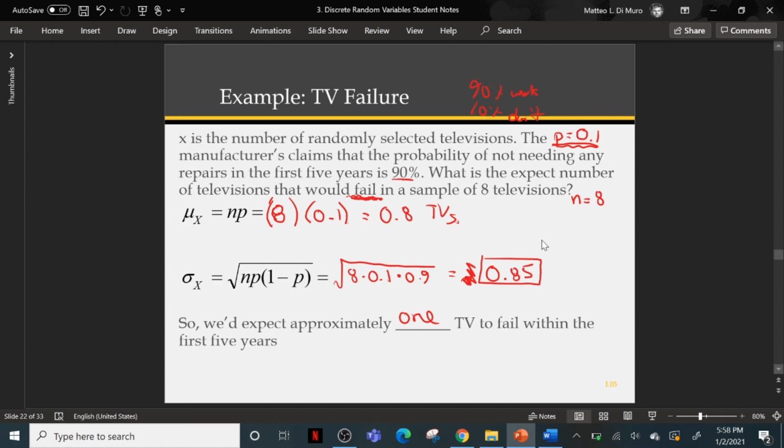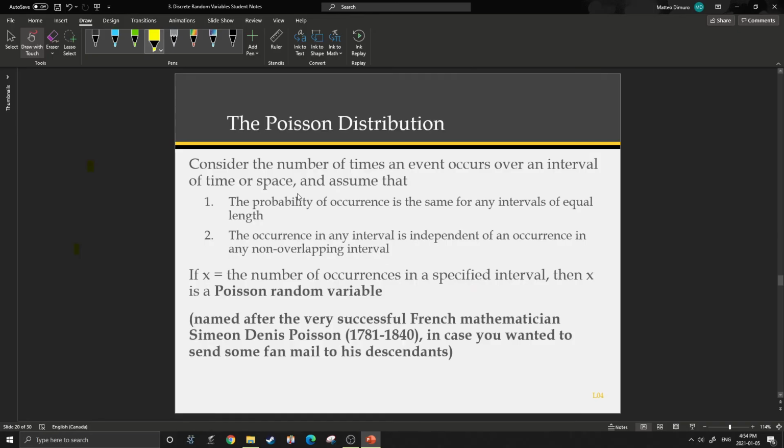There you go. This is our last topic, and it is a small one, and the formula does look kind of weird. It is on your formula sheet, and it is a question that you can expect sometimes to pop up. So consider the number of times an event occurs over an interval of time or space. And really, that's going to be the big giveaway that it's a Poisson distribution, is that you're going to have some sort of time or space part of the question, like an average over time.